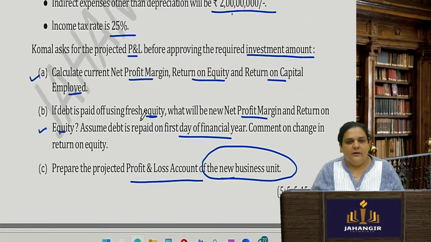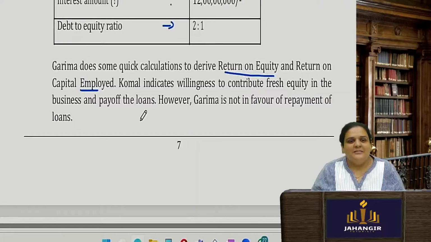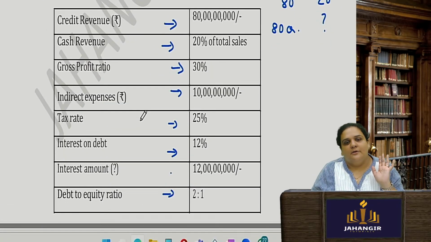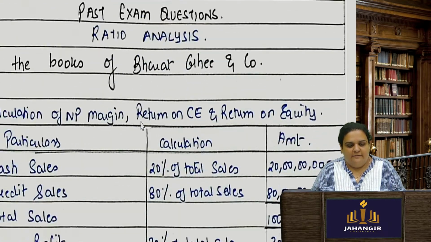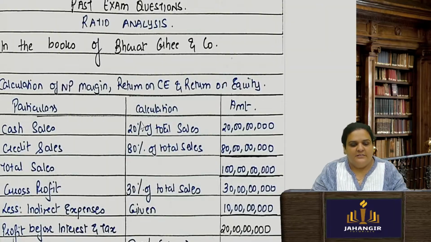Okay, so now understand one thing. This is question number 2. So this is your first question. In my first question, whatever ratios I want, I can take only from here. Okay, so I have made this in the books of Bharat Ghee. First we will solve what?